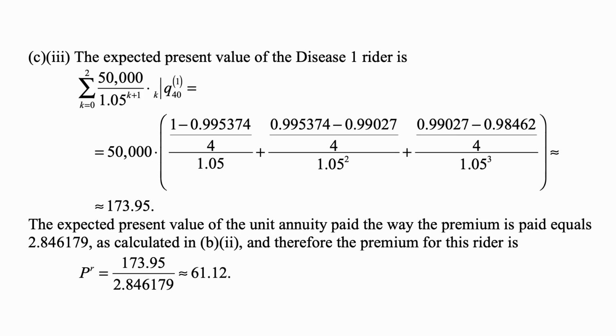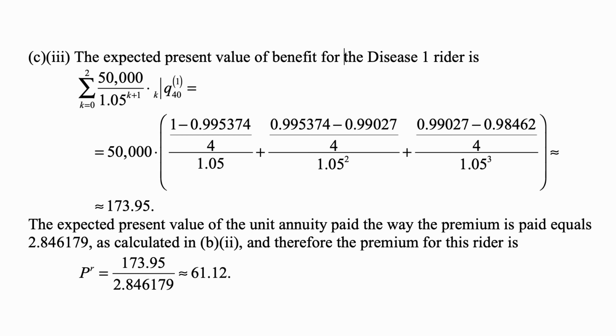Part C, part 3, the expected present value of the benefit for the disease 1 rider is the sum from k equal to 0 to 2 of 50,000 divided by 1.05 to the k plus 1, which is just the present value of the benefit, times the probability of dying to collect that benefit for k equal 0, 1, and 2. It's the probability of dying within a year but deferred by k years. And then this is equal to the expression you see here.